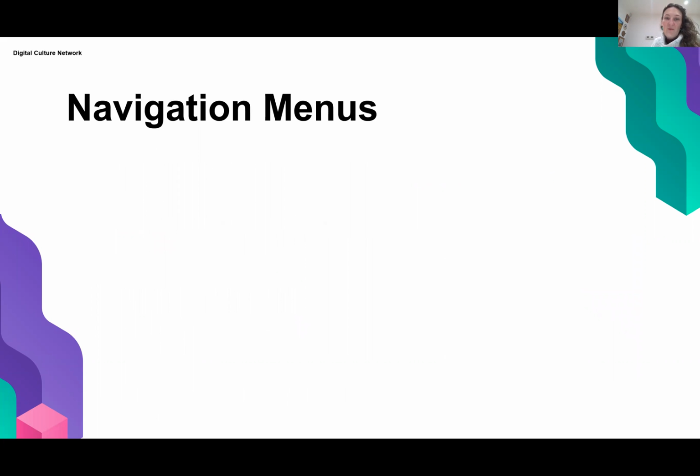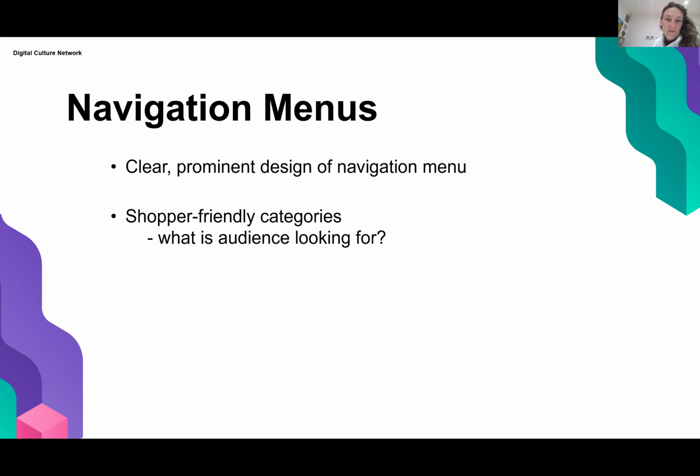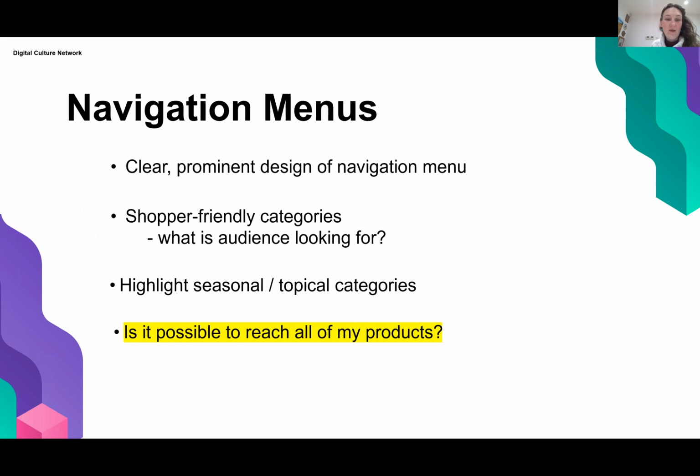Next up, navigation menus. Again, we're looking for clear, prominent design, and we'll look at some examples of that. We're looking to be using wording that makes sense to our audience. So words they're familiar with, words that our customers would describe our products using. And we're looking for it to be an opportunity to highlight seasonal and topical categories. And we should have this question in mind: is it possible to reach all of my products through the navigation menu? That can be a bit of a conundrum to figure out, but it's really important. If customers cannot reach the items through the menu, they won't be able to find them, they won't get purchased.